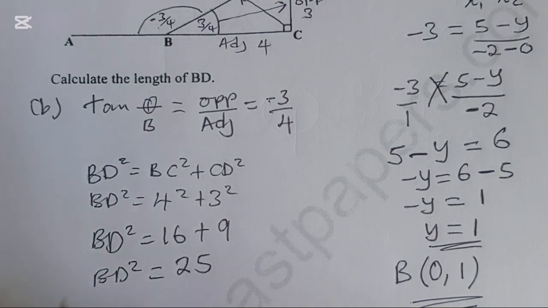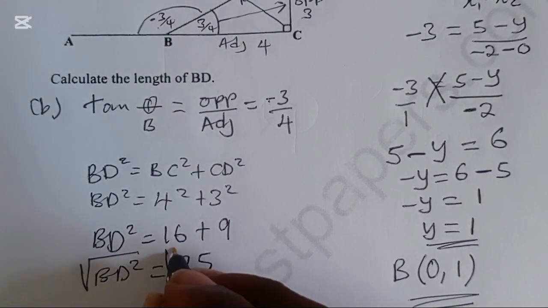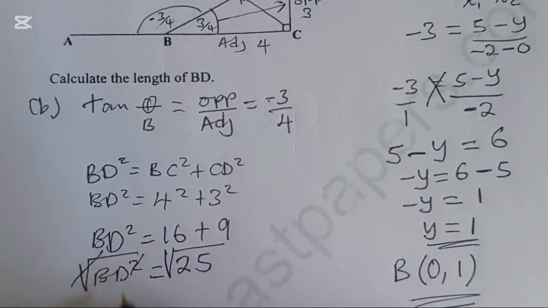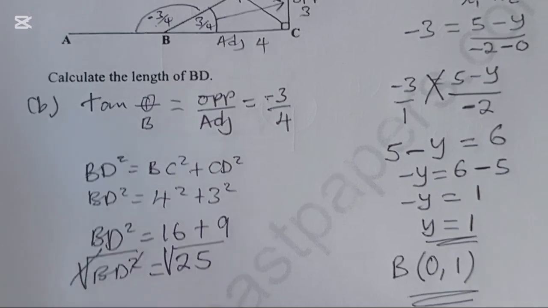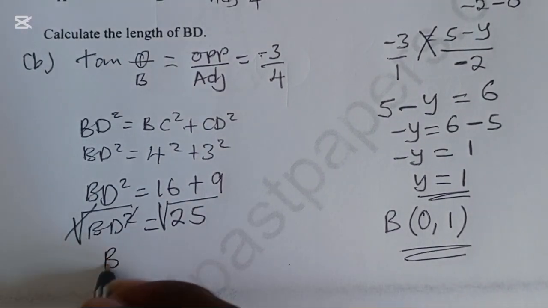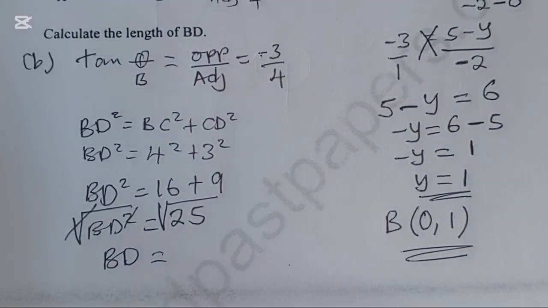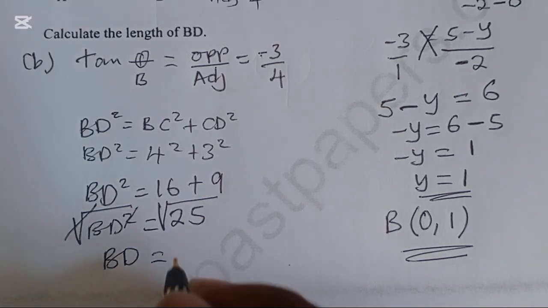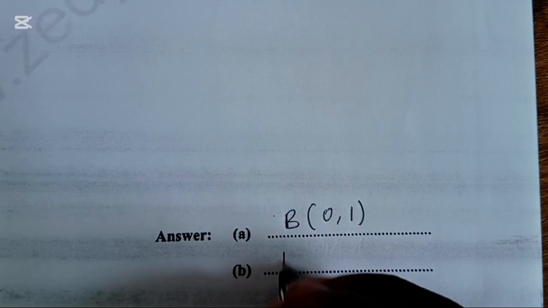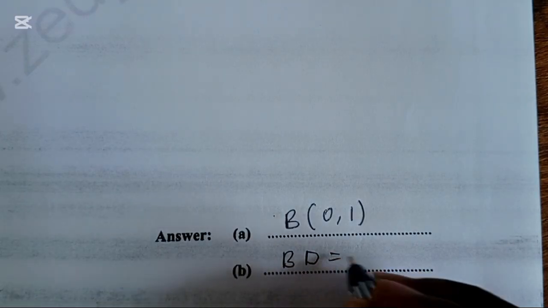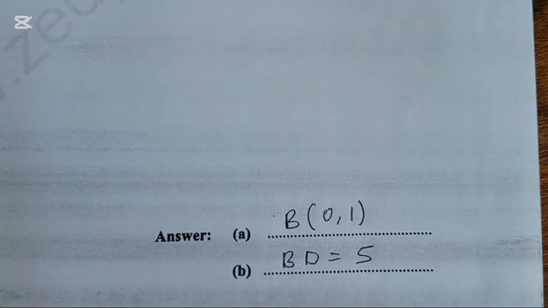Then we introduce the square root, both sides. Square root and square goes. So BD is equal to the square root of 25, that is 5. So there I won't put the units because I don't know if it is in centimeters or kilometers or meters.